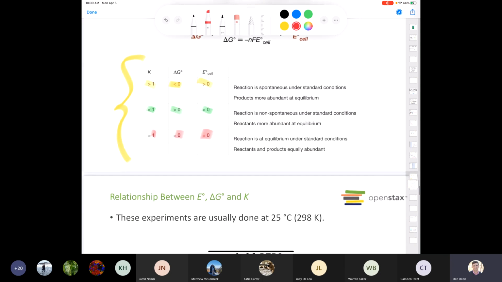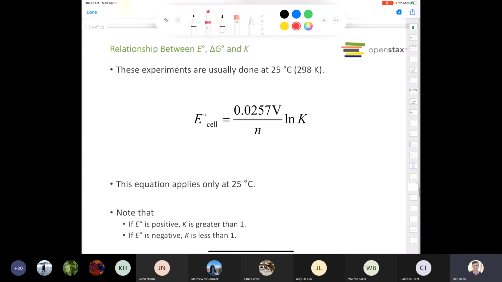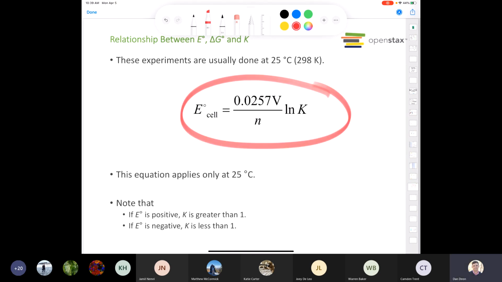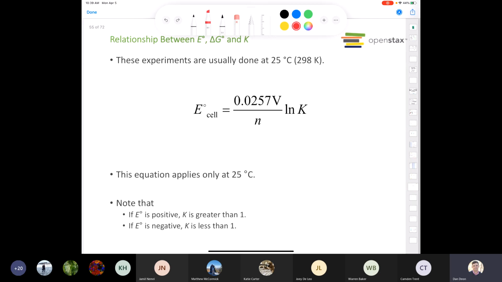All right, that's kind of where I wanted to get to today. You can see from this equation that the more positive E is, then K is going to be greater than 1. And when K is less than 1, you're going to have an E that is negative, right? Because the natural logarithm of a number greater than 1 is a positive number, and the natural logarithm of a number less than 1 is negative. So it's kind of beautiful how it all ties together. And that's really what I wanted to get to.